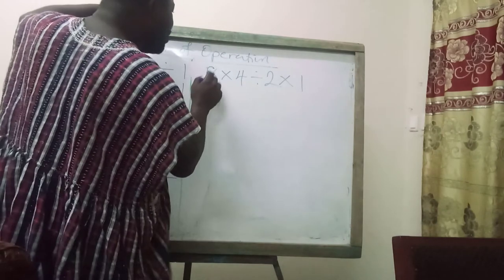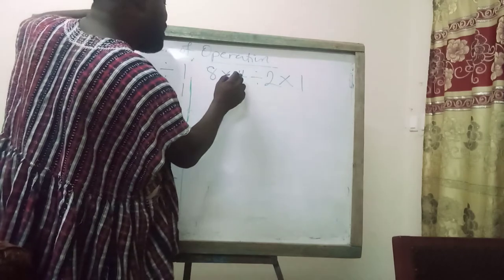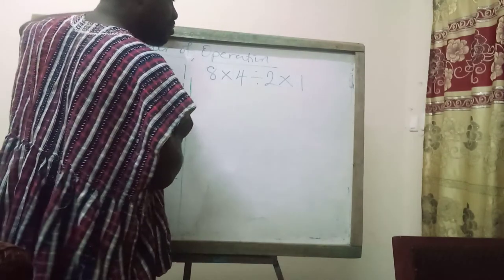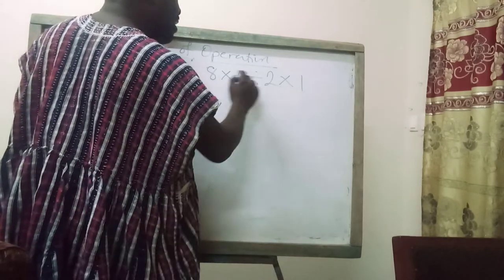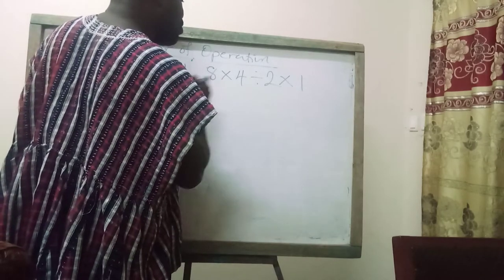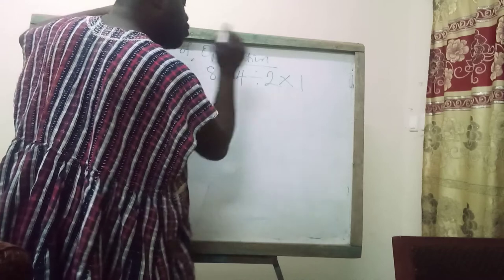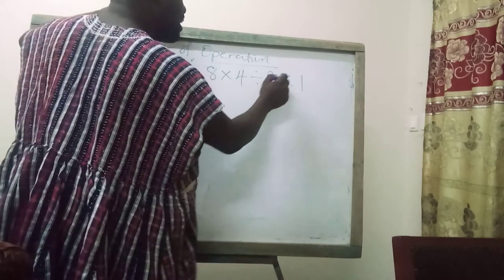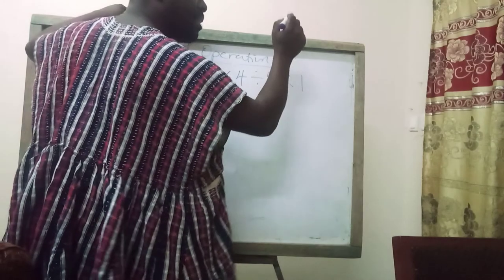And here we have 8, we multiply by 4. What do we get? 32. So that 32, you divide it by 2, you get what? 16. That 16 you get, you multiply by 1, and you get 16.